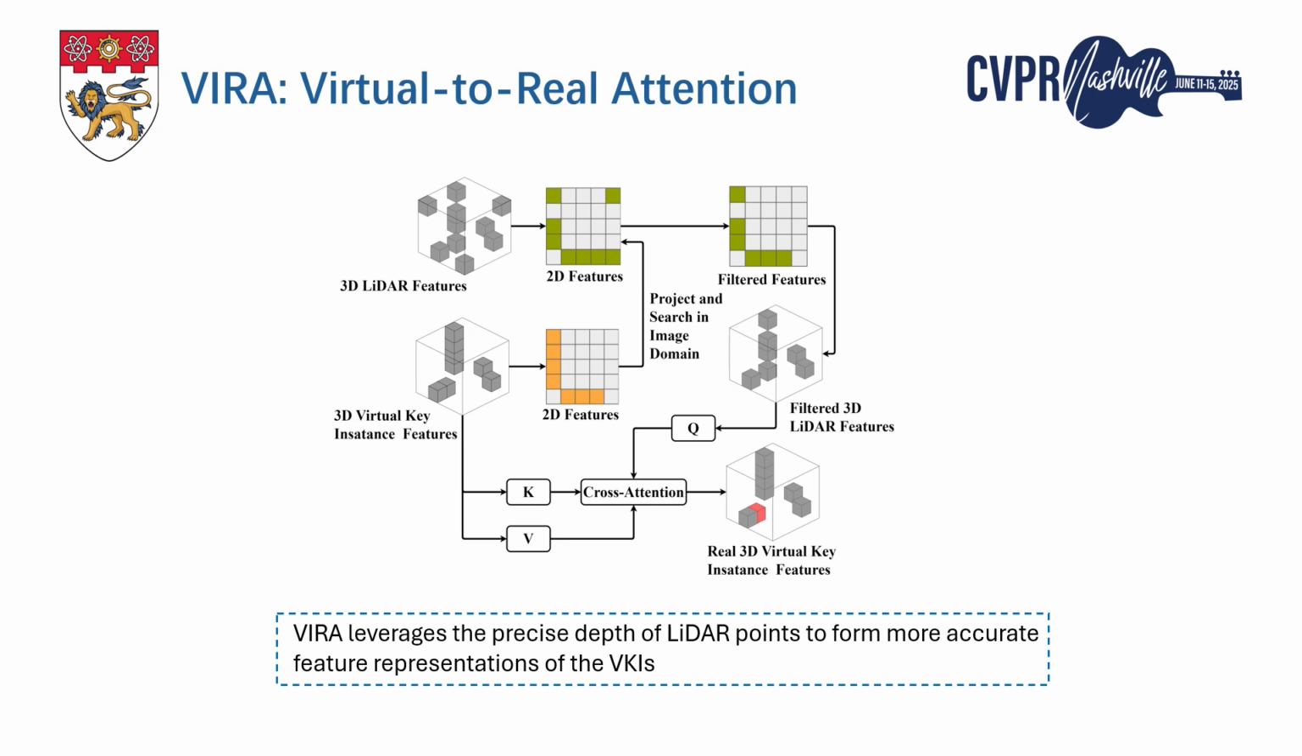We utilize the voxel indices of the sparse 3D features from both modalities to project their coordinates onto a shared 2D camera image domain using a projection function. For each VKI feature, we resort to its 2D location in the image to identify the corresponding LiDAR features based on spatial alignment in the image domain.